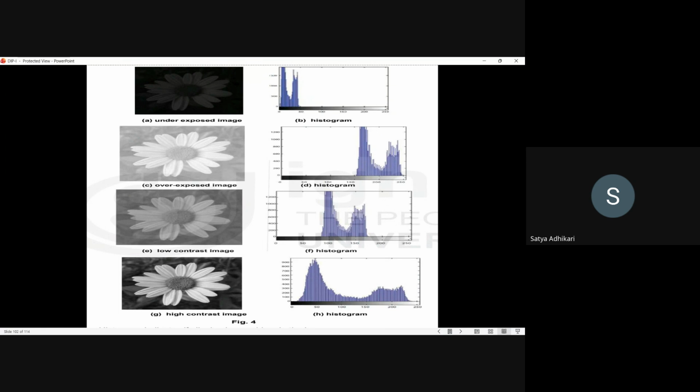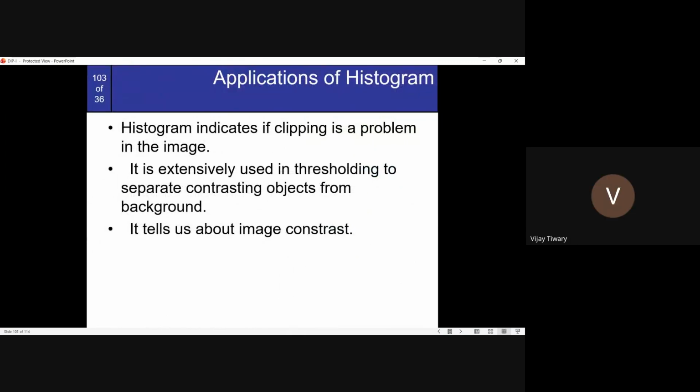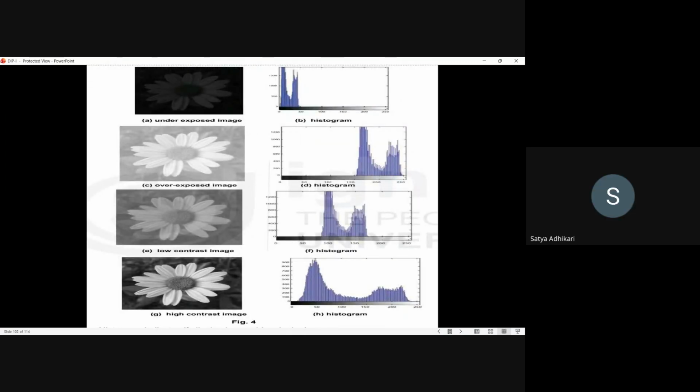Sir, overexposed means too much light? Yes. Underexposed means a little less light. Exactly. You see, all the lines are below 50, so it is underexposed. And if there is more light, with all values greater than 250, you will get too much light, so it is overexposed. And if it is in the middle, then it is low contrast or high contrast.